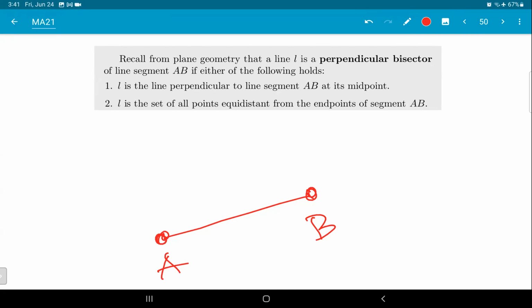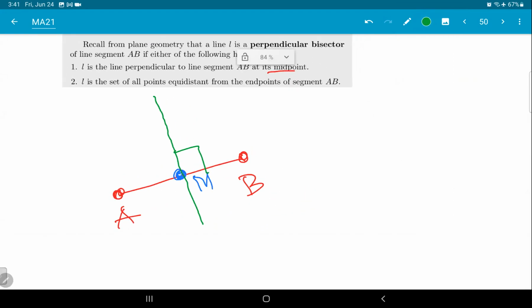Right. So it bisects the line segment, so it will pass through the midpoint of the line segment. Okay, L is the line perpendicular to line segment AB at its midpoint. And then it's perpendicular to the line segment at that point. Ito siya. Yan yung perpendicular bisector. Now, the good thing here is that the perpendicular bisector has all its points equidistant from either endpoint.